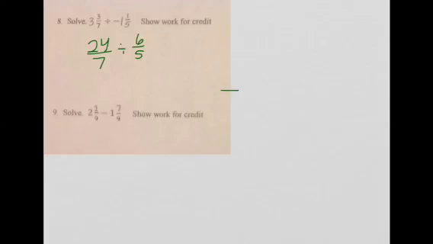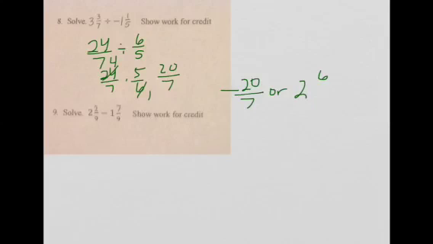Dividing fractions is easy as pie. Flip the second and multiply. 6 goes into 6 one time. 6 goes into 24 4 times. 4 times 5 is 20 over 7. So it's going to be negative 20 over 7, or 7 goes into 20 2 times, which is 14, and you have 6 left over, so negative 2 and 6/7.